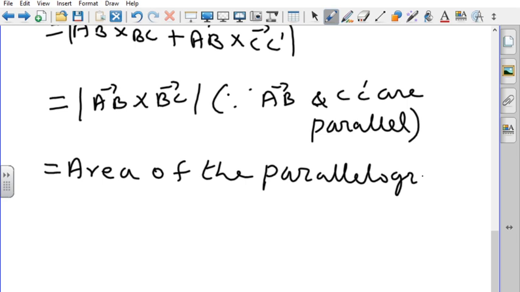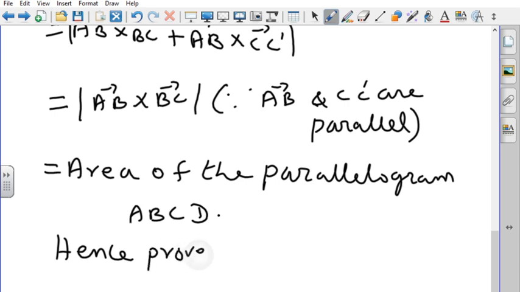Area of the parallelogram ABCD. So hence we have proved that area of the parallelogram ABC'D' is equal to area of the parallelogram ABCD. Then we will go to question number 8.